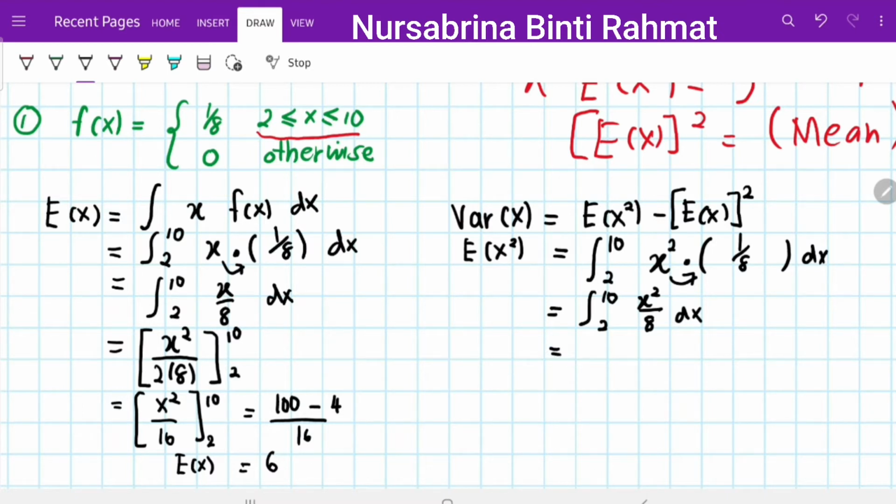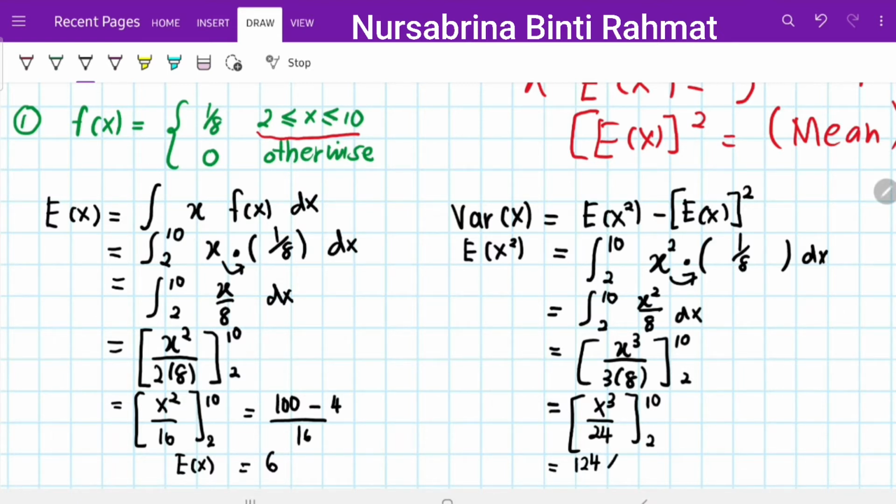Now let's integrate. So x squared becomes x cubed over 3 multiplied with 8. Simplify further, so it becomes x cubed over 24, from 2 to 10. Let's substitute the values of x with 10 and when x equals 2. If you calculate this, the answer should be 124 over 3. You can press your calculator to check whether you get the same answer as mine, which is 124 over 3.